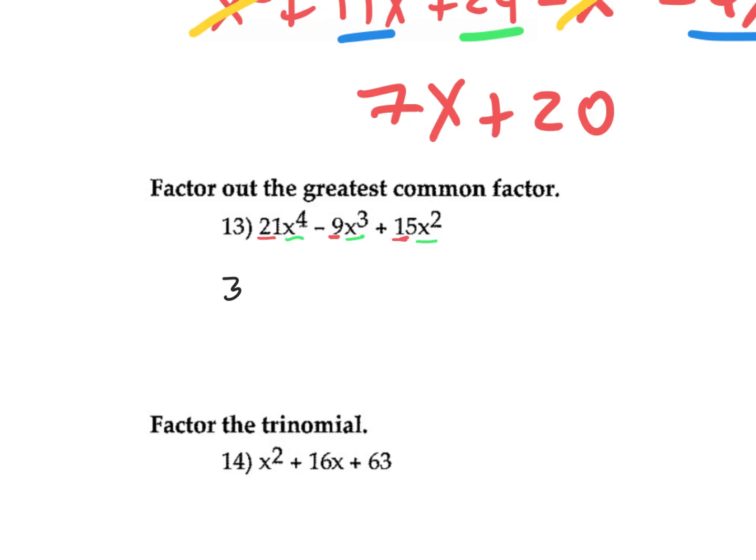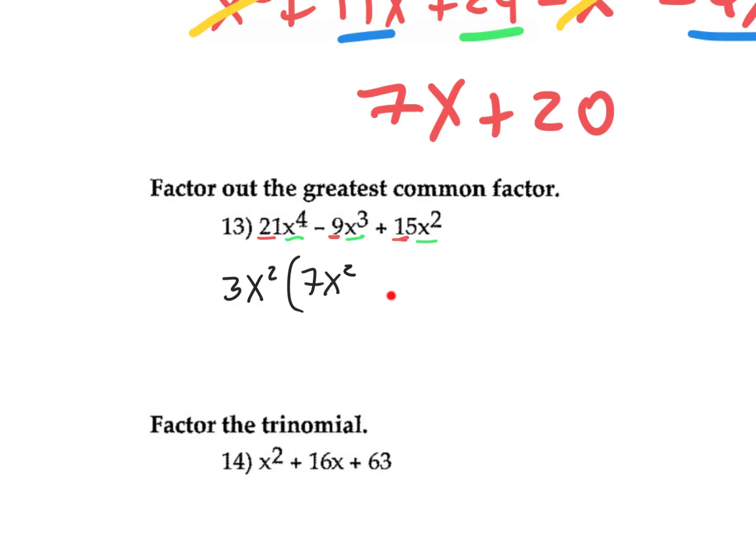As it pertains to the green underlined variables, what is the GCF of those? Well, the GCF of variables will always be the smallest exponent one. So it's going to be x squared. And then you could put parentheses there. So 3 times what gives me a 21? Well, that would be a 7. X squared times what would give me an x to the fourth? Well, that would be an x squared.